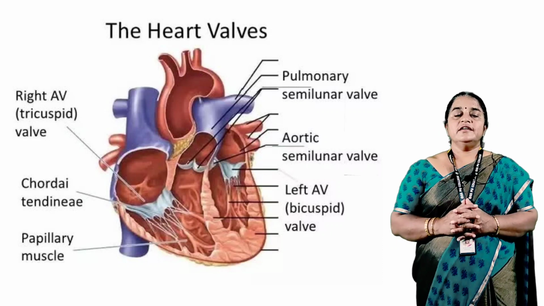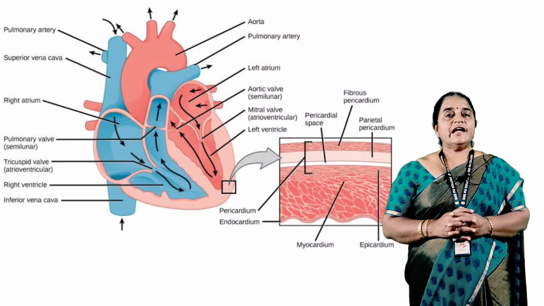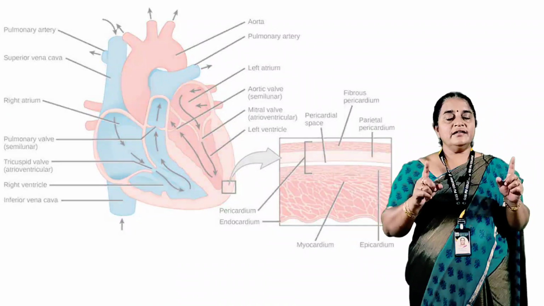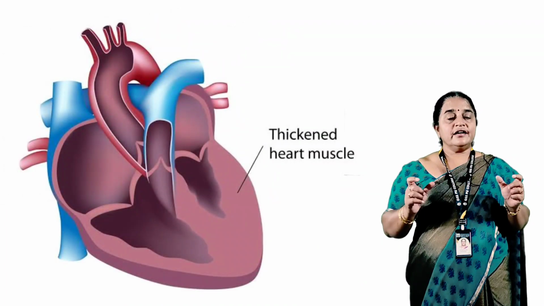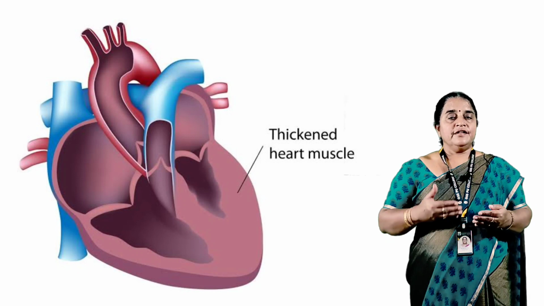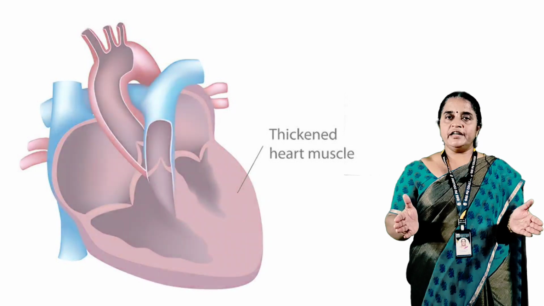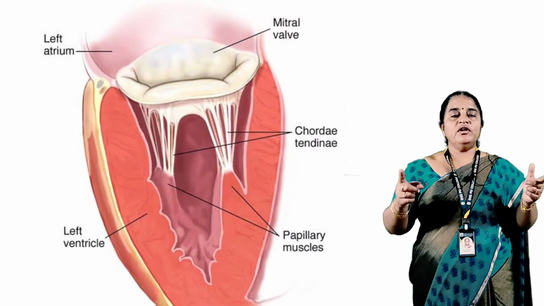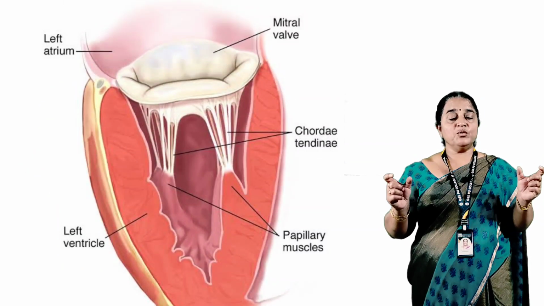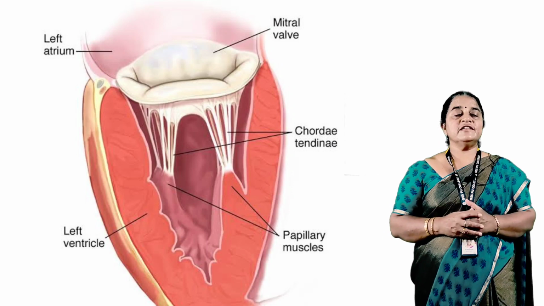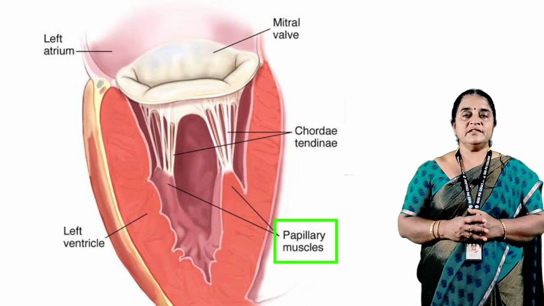Now when you see the thickness of the heart wall, it is slightly reduced in the atrial region and thick in the ventricular region. Especially the dorsal wall of the ventricle and lateral wall of the ventricles show folded muscles. Thickness is more. So these folded muscles are known as papillary muscles.